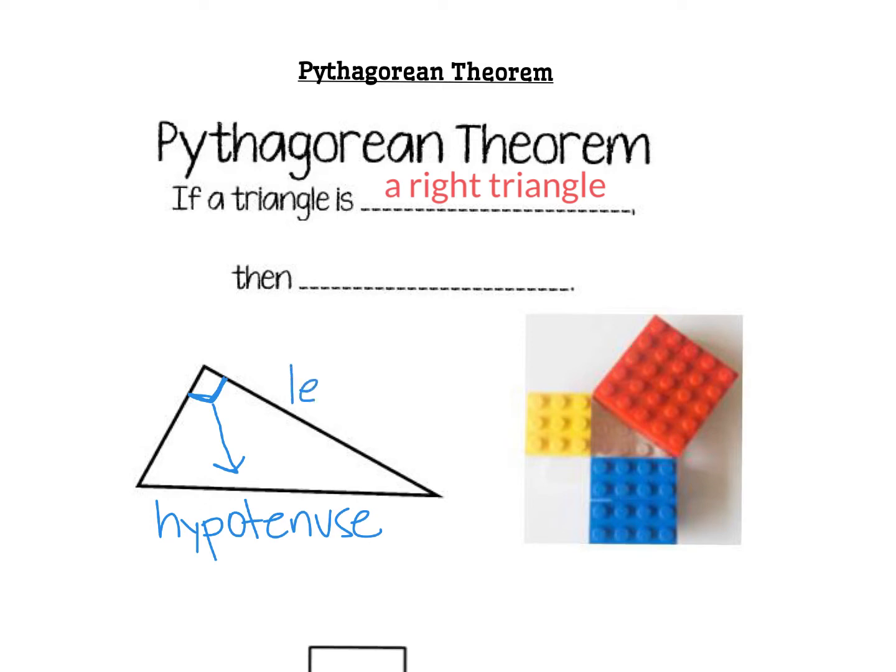The other two sides of the right triangle are simply known as the legs, and those are what form the right angle. And so what we have found is this formula: the area of the square that is built off each leg, added together, equals the area of the square that's built off the hypotenuse.